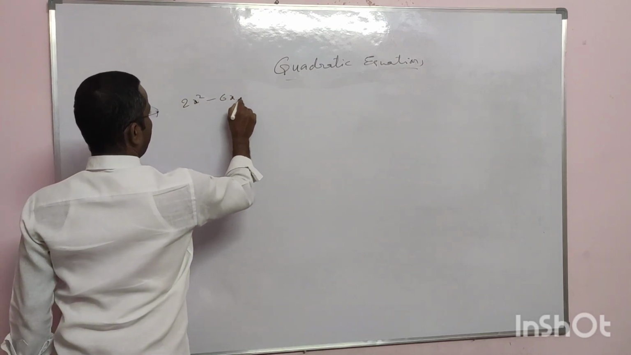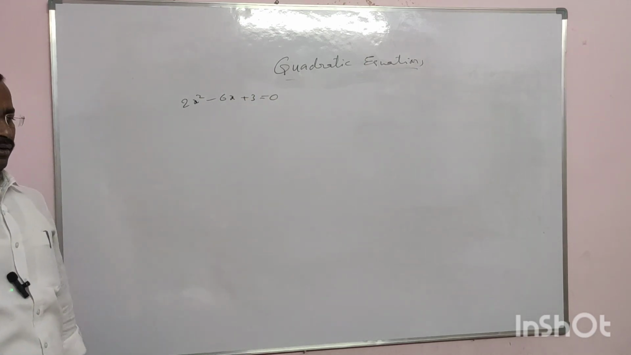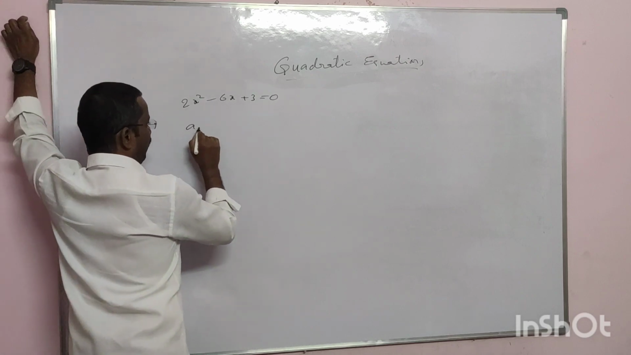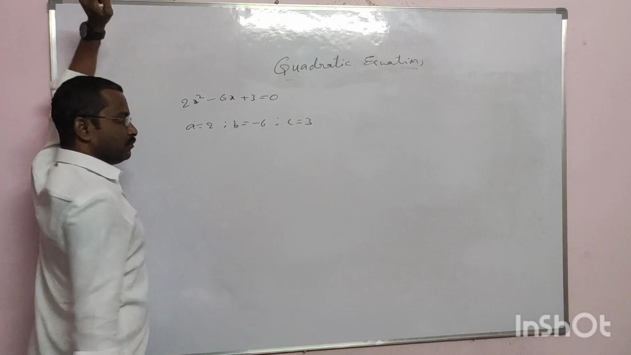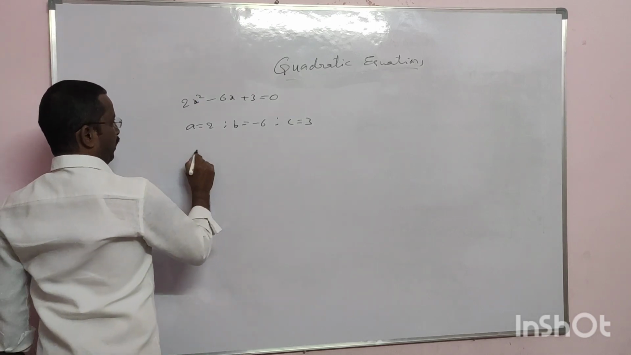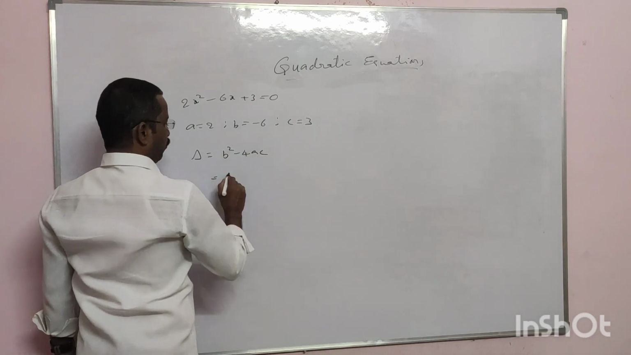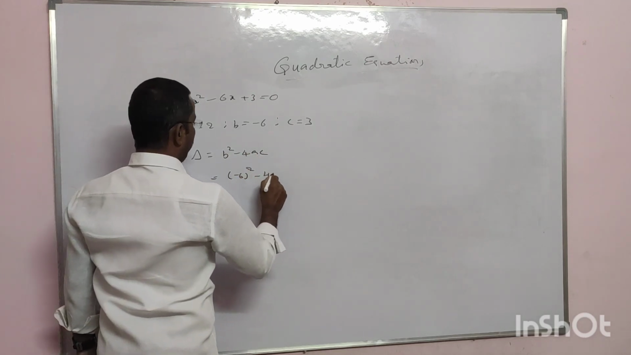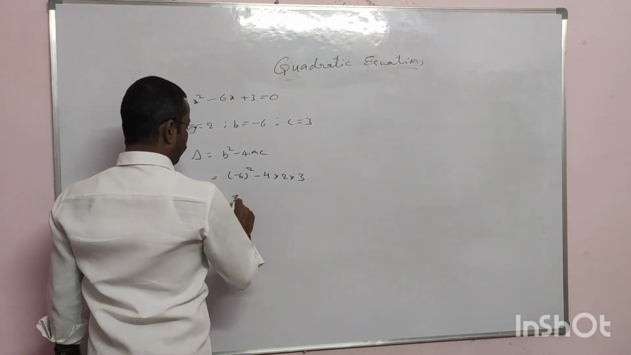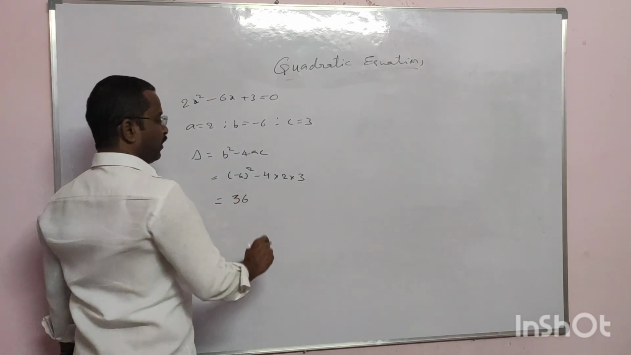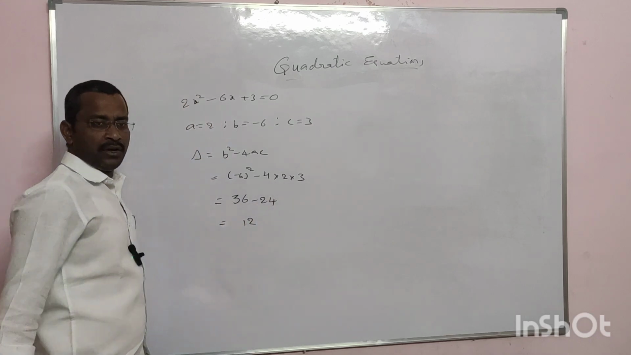2x squared minus 6x plus 3 is equal to 0. Comment on the roots or find the nature of the roots. What is a? 2. What is b? Minus 6. What is c? 3. Okay, now delta is equal to b squared minus 4ac: minus 6 whole squared, minus 4 into 2 into 3. Am I right? So minus 6 whole squared, what? 36. 4 into 2, 8, 8 into 3 is 24. So 36 minus 24, how much did you get? 12.